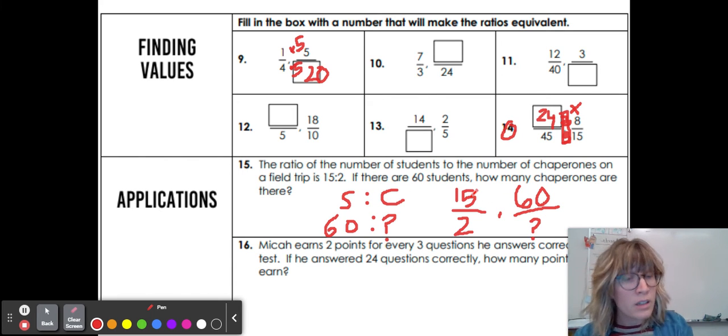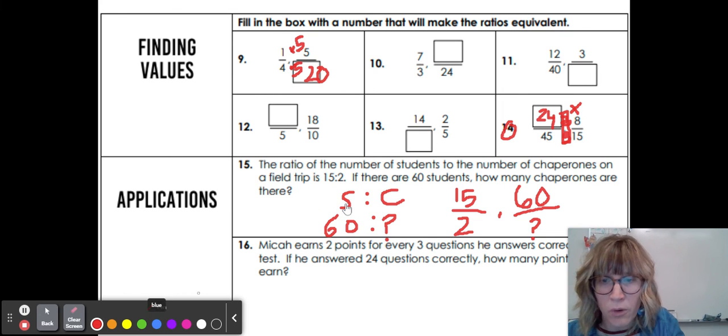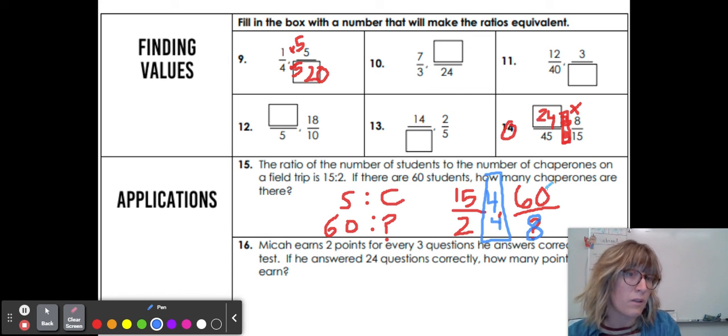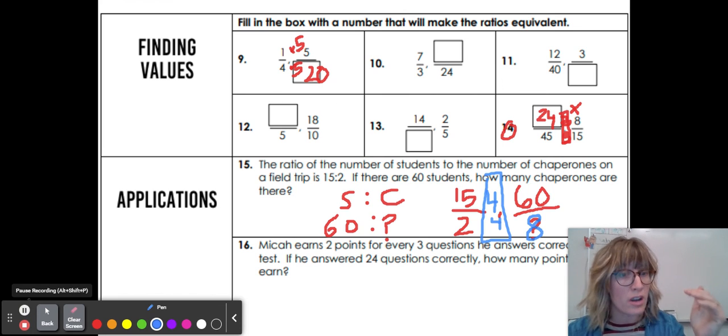So if we are looking here, we could say, well, 60 is bigger than 15, so we scaled up. Well, 15 times what gets us 60? We know that that is 4. So we can multiply both the top and bottom by 4. 2 times 4 gets us 8. So when there are 60 students on a field trip, there have to be 8 chaperones in order to keep the ratio equivalent.